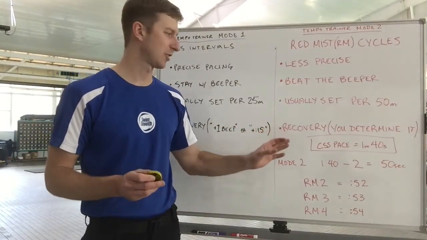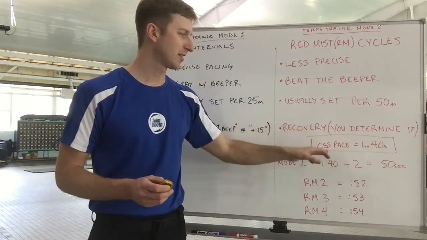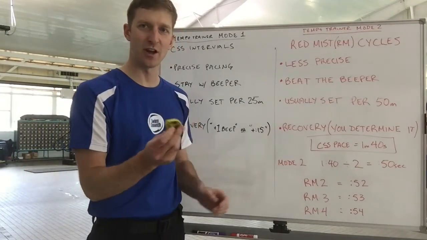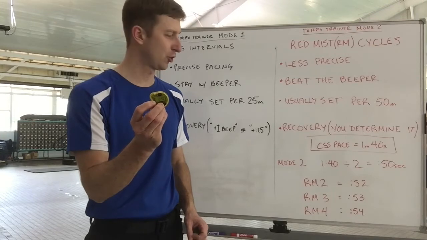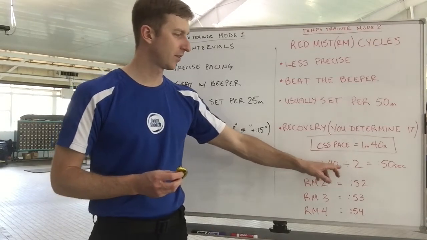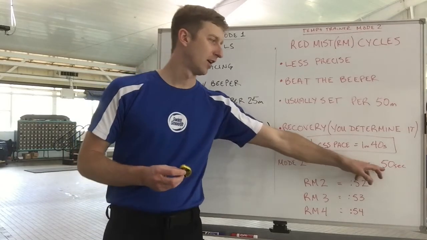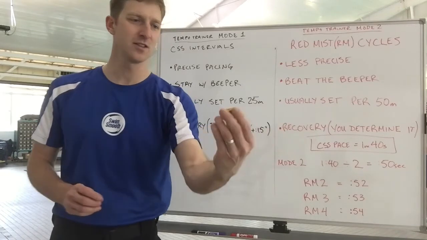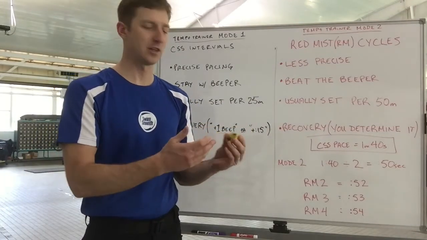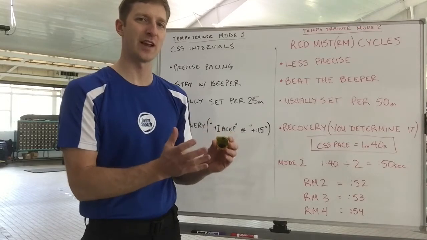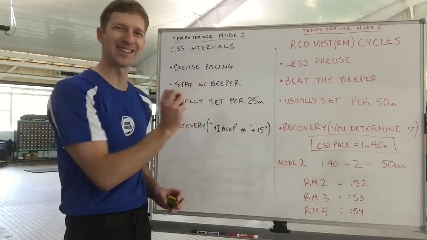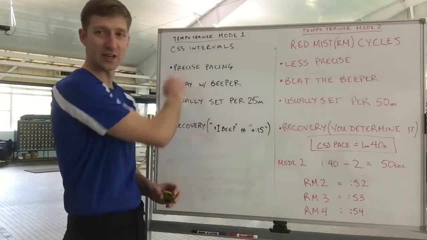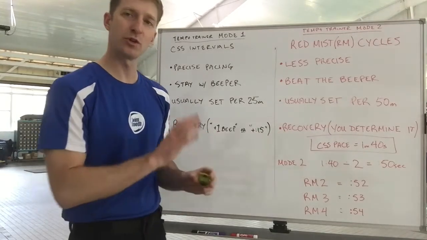Let's use the same example as last week. Let's say, hypothetically, your CSS pace is 1 minute 40 seconds per 100. The way we start things off, get the Tempo Trainer into Mode 2, take your 1 minute 40 seconds and divide it in half. In this case, you get 50 seconds. So let's program the Tempo Trainer here to 50 seconds. In Mode 2, the number is rounded to the whole second. If you remember, in Mode 1 it's accurate down to the 1/100th of a second, hence the very precise nature of how we use it in Mode 1. In Mode 2, it's rounded to the whole second.